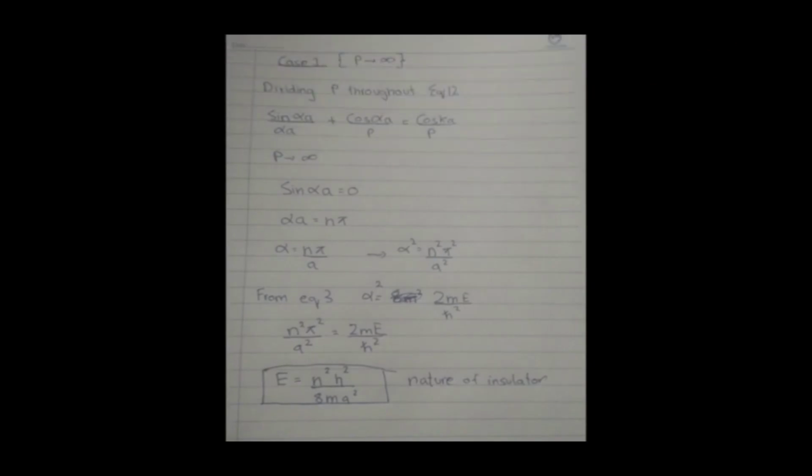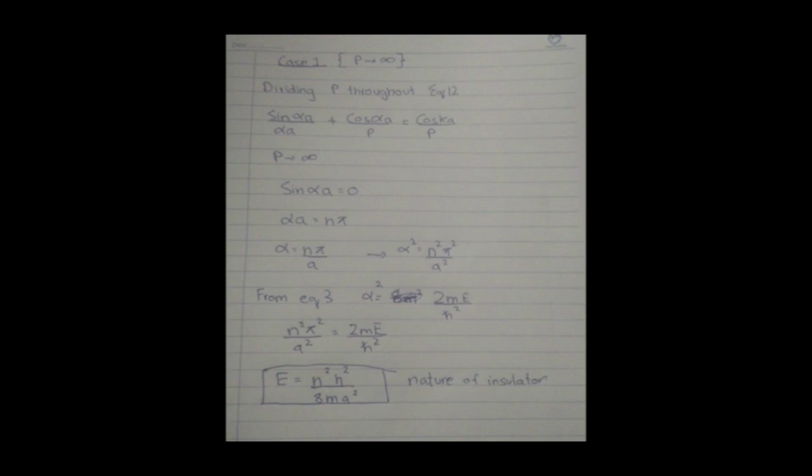So now we solve that equation for two cases. In the first case, when potential is infinite, in the equation we can see that the second term and the third term on the right hand side of the equation will just vanish, because once we divide something by a very large number, it goes to 0. So what we will be left with is sin alpha a equal to 0.